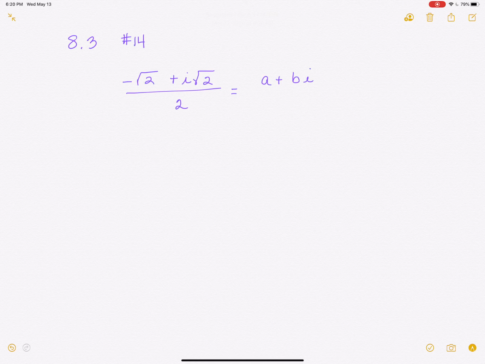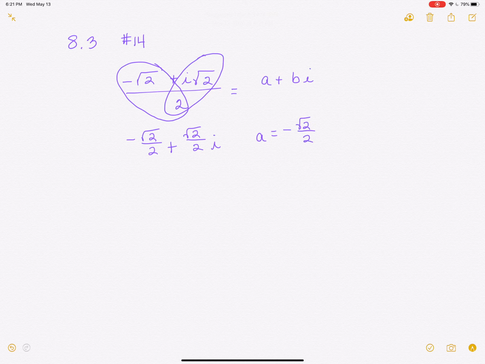Now, if you're looking at this, you'll notice that it is not in that form. So what we need to do is split this up. So we're dividing by one term, so I can divide both terms by that one term. So it's going to give me the negative square root of 2 over 2 plus, and then I'm going to divide this term, and that's going to give me the square root of 2 over 2i. All right, so in this case, my a, the real part, is negative square root 2 over 2. B, my imaginary part, is the square root of 2 over 2.